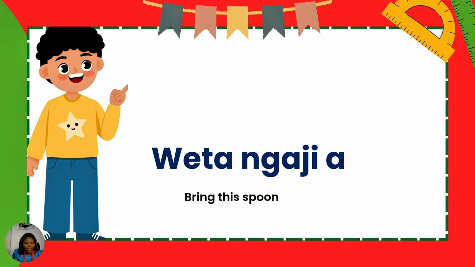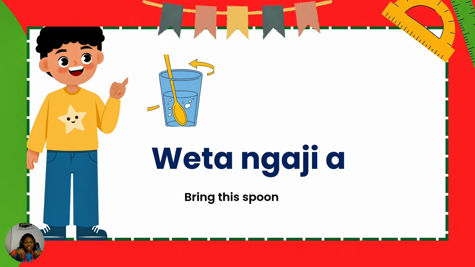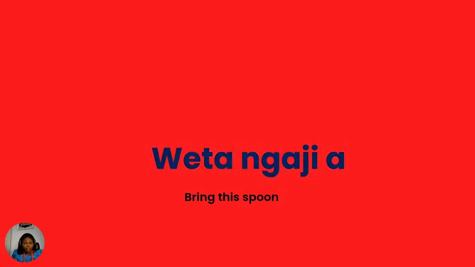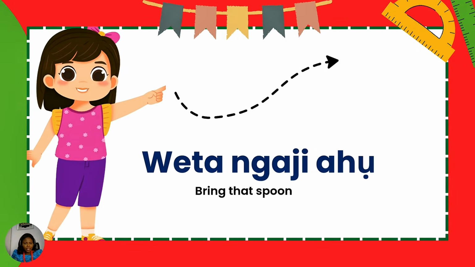Ọzọ dị ka ịbịa ga-abụ gịnị? Weta ngaji a. Bring this spoon. So somebody's with your spoon, maybe your sibling, and you tell them, weta ngaji a. Weta ngaji a. Or you say, biko weta ngaji a. Please bring this spoon.